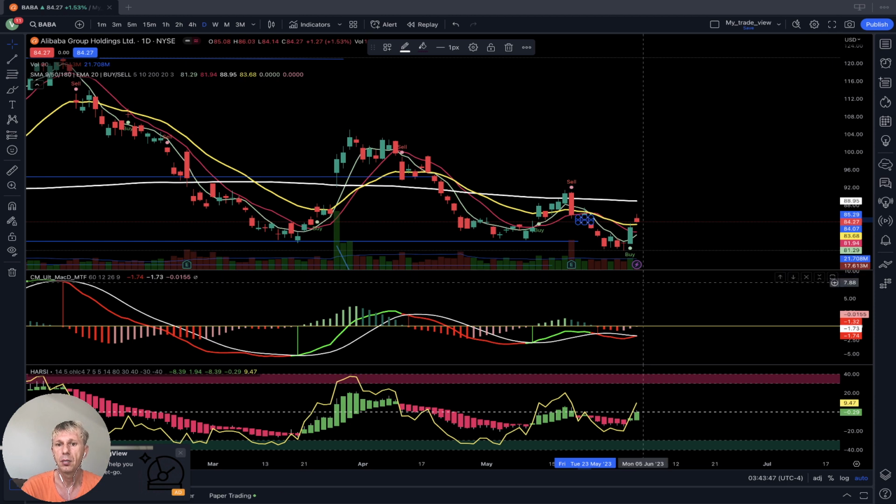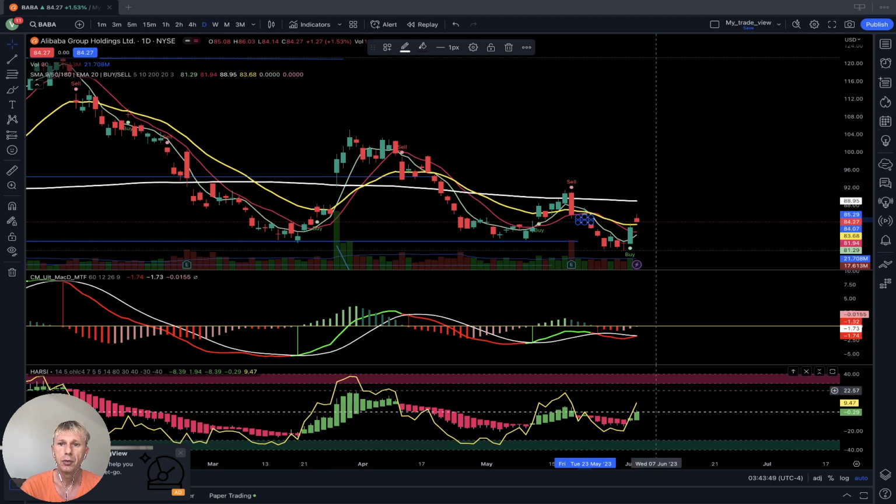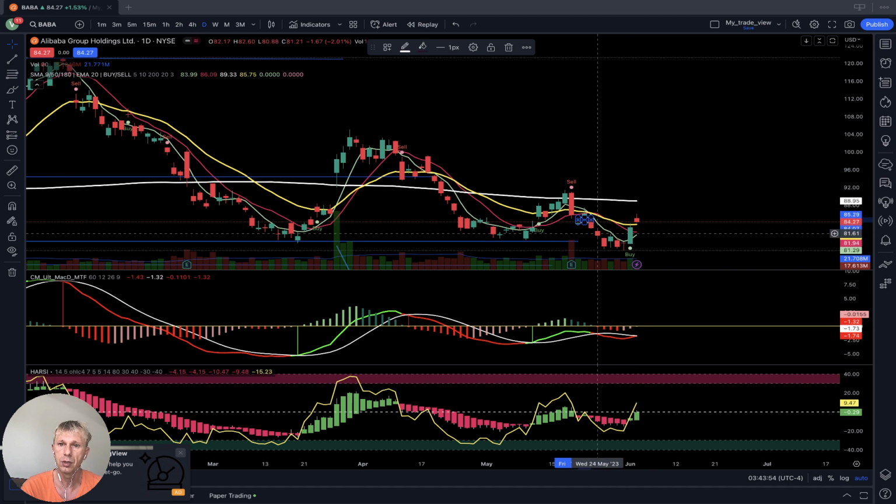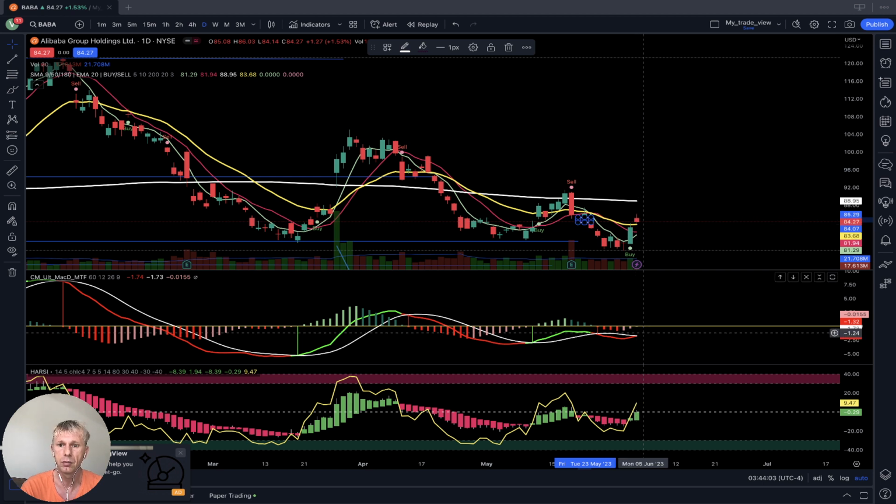Daily time frame, BABA is trying to get bullish. Buy signal from the script, still bearish territory. You see all moving averages below 200. Last bar moved about 20. It is a positive signal. MACD ready for bullish crossover.